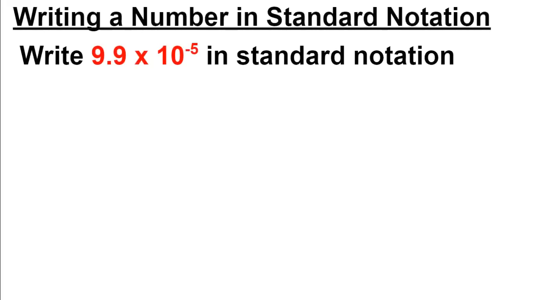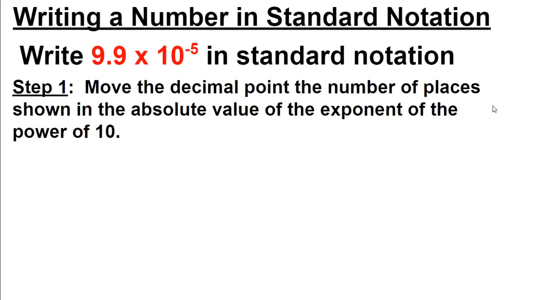Let's try another one. 9.9 times 10 to the negative 5. We're going to write it in standard notation. Step 1, we're going to move the decimal point the number of places shown in the absolute value of the exponent of the power of 10. The absolute value of negative 5 is positive 5, so we're going to move our decimal 5 to the, what direction? The left, because we want to move it and make it smaller.